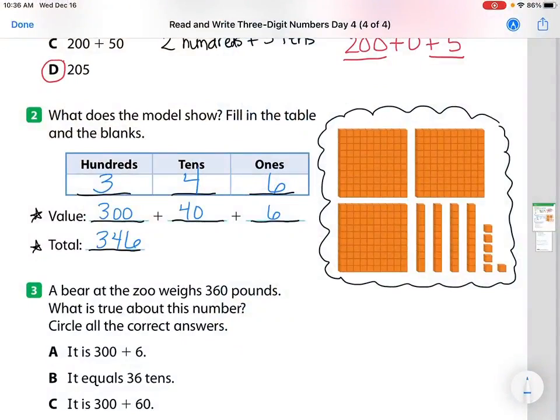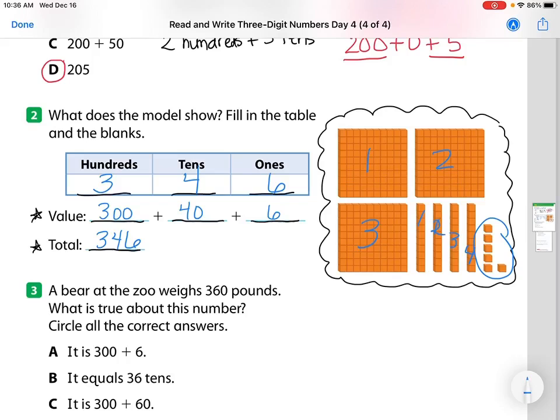Okay, here we are, and I bet that you got the same exact answers that I did. We have 3 hundreds blocks, 1, 2, 3. We've got 4 tens, 2, 3, and 4, and then we have 6 ones right over here. So that's what I knew to put in my place value chart.